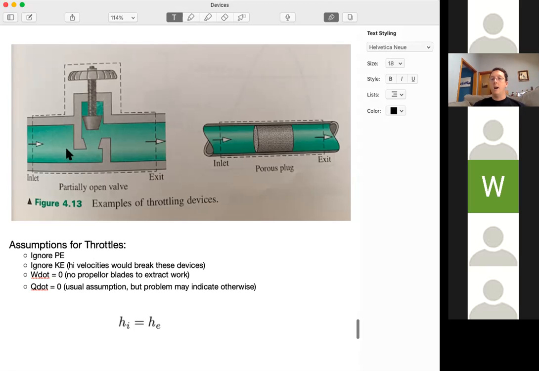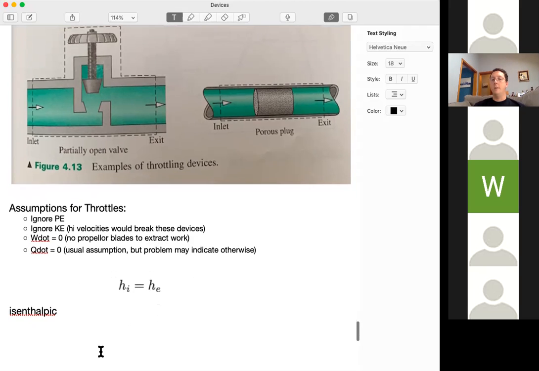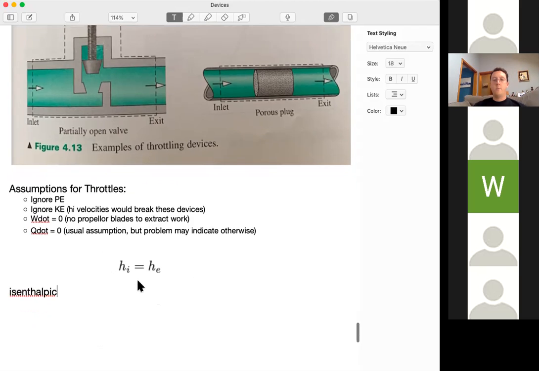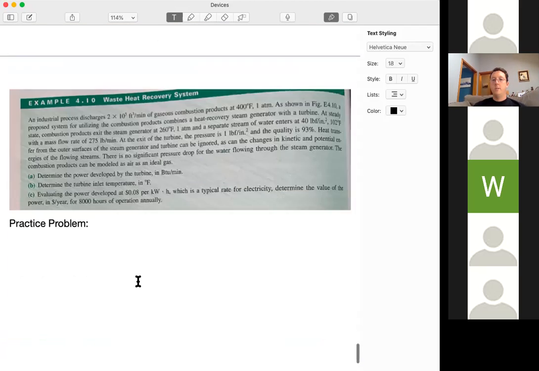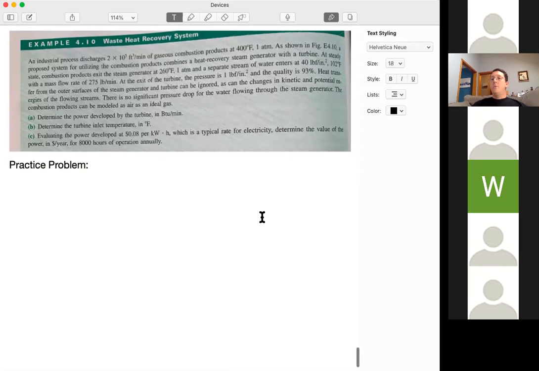So they are isenthalpic. That's a good, fun word. Isenthalpic. Constant enthalpy. All right. So they're pretty simple things to work with from a math point of view. And then we get to our practice problem.